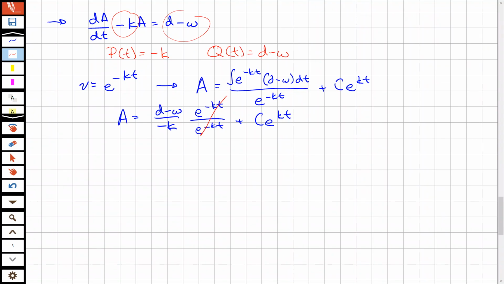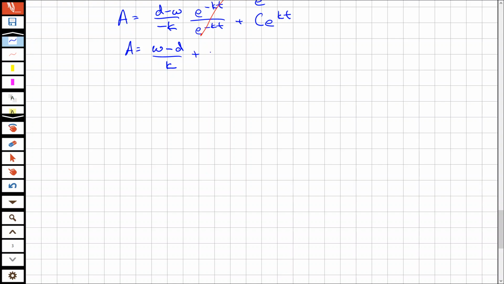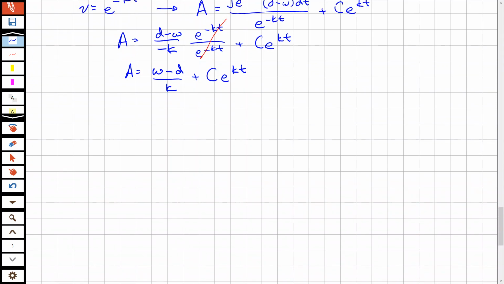and what I'm left with now is A is equal to negative. Actually, let's just change the order of those signs. w minus d over k plus c e to the kt. Okay, and this is our function now that we can work with. So this is a continuous function. In order to solve it, we need to put our initial conditions in.